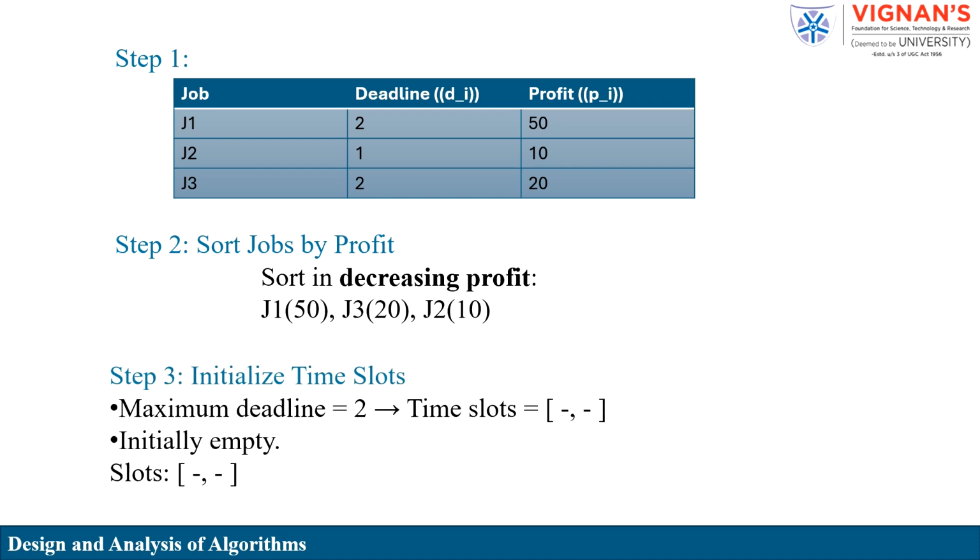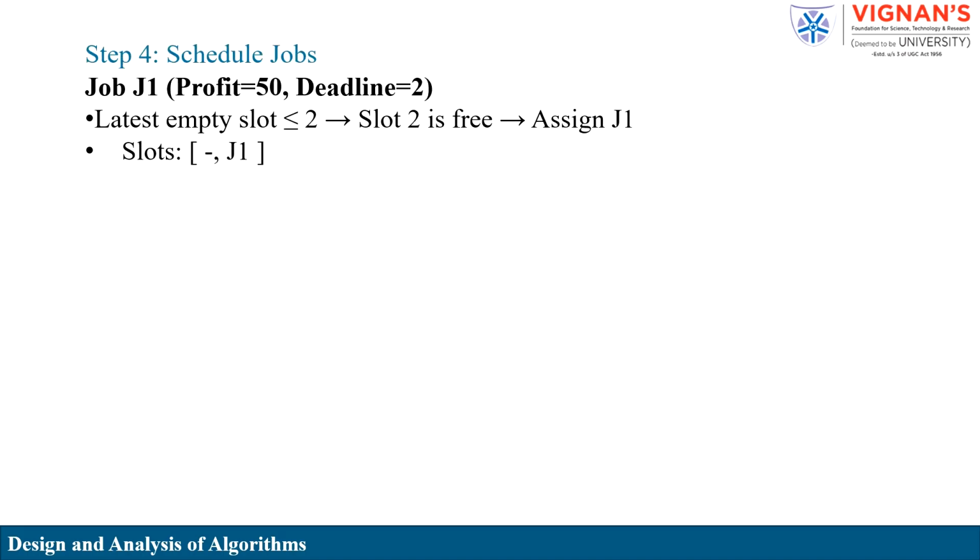The maximum deadline among all jobs is 2. So, we create 2 time slots. Initially, both time slots are empty and represented as dash dash. Step 4. Schedule the jobs. First, consider job J1. Job J1 has a profit of 50 and a deadline of 2. We look for the latest empty time slot less than or equal to 2. Slot 2 is free, so job J1 is assigned to slot 2. The current slots are empty, J1.